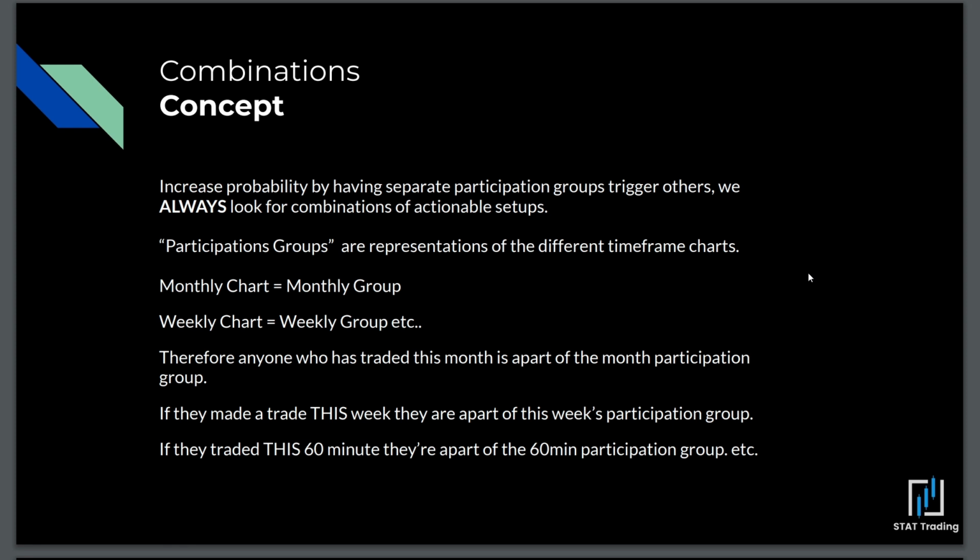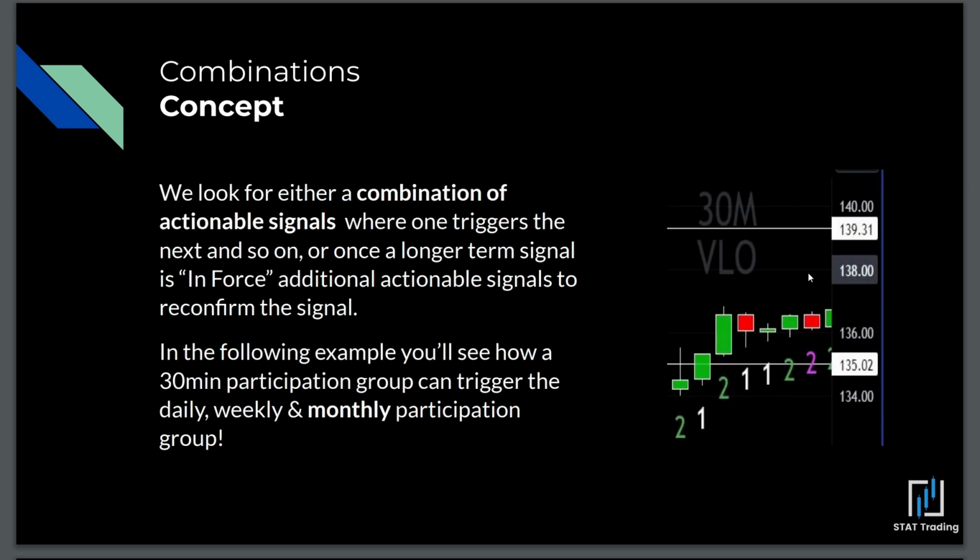So what this does is allow us to gauge what participants are doing across those multiple groups. So if all the groups are buying, we know that it's a buy. If all the groups are selling, we know it's a sell. So we look either for a combination of actionable signals where one triggers the next and so on, or once a longer term signal is in force, additional actionable signals to reconfirm the signal.